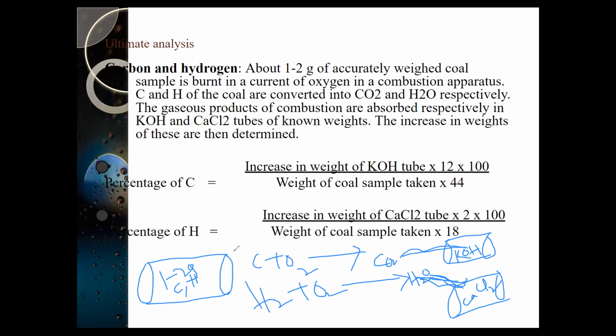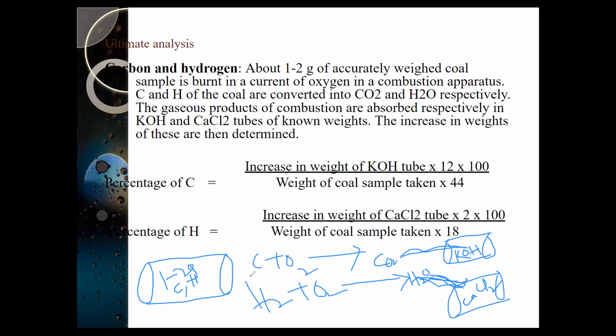How is carbon going to be found out? By using carbon dioxide. But where is the carbon dioxide? Carbon dioxide is in the potassium hydroxide bulb. So here, how are we going to find out the percentage of carbon? By the increase in the weight of the potassium hydroxide bulb divided by the weight of the coal sample taken initially, into carbon atomic weight divided by carbon dioxide molecular weight.